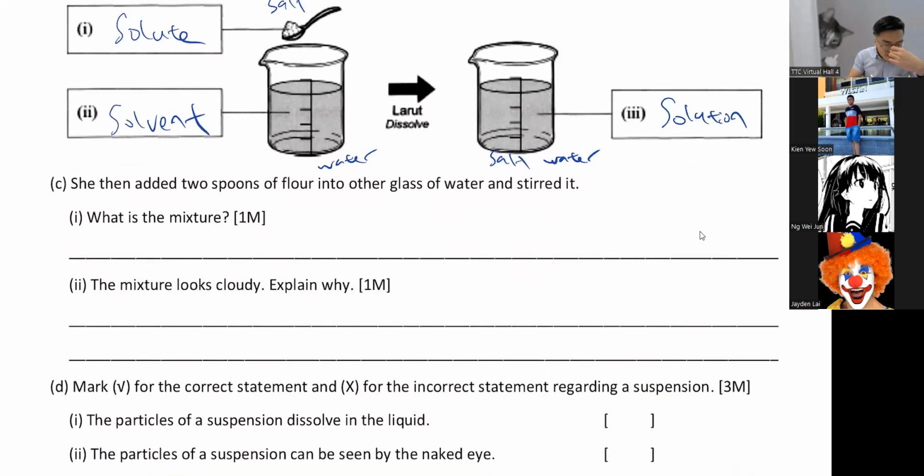She then added 2 spoons of flour into the other glass of water and stir it. Okay. Oh yo, well, I'm proud. Continue the great work. All right. So, 2 spoons of flour into the glass of water.